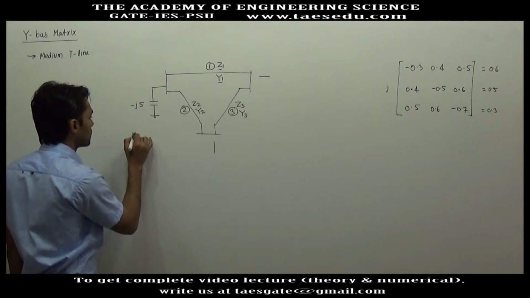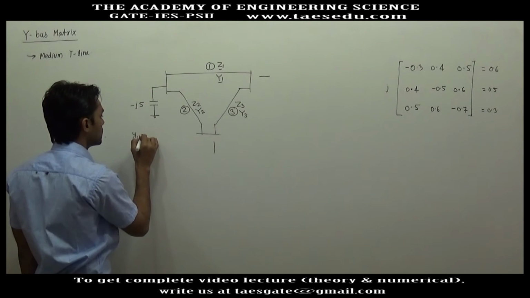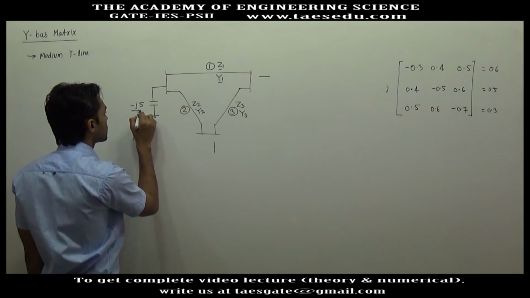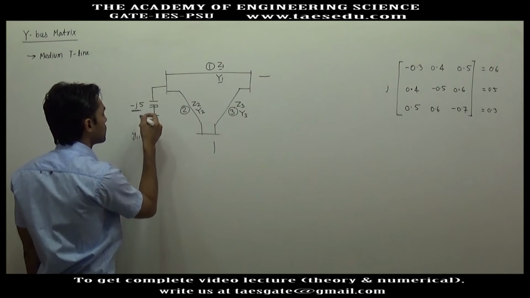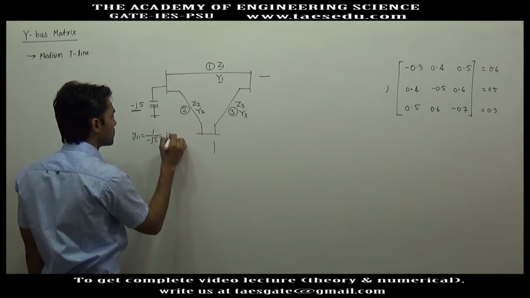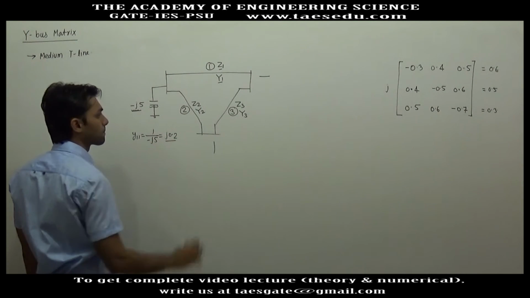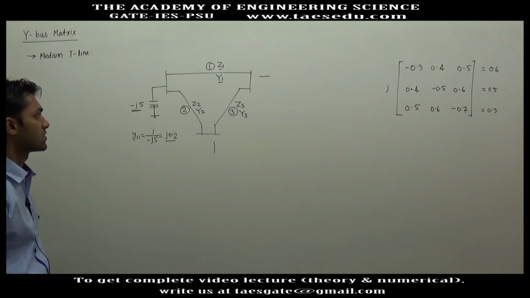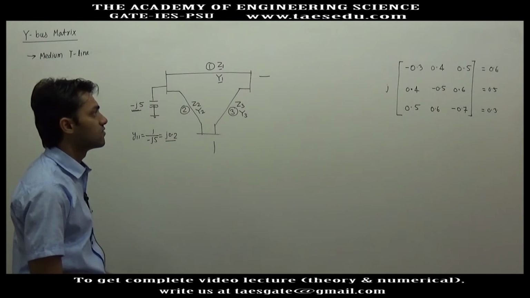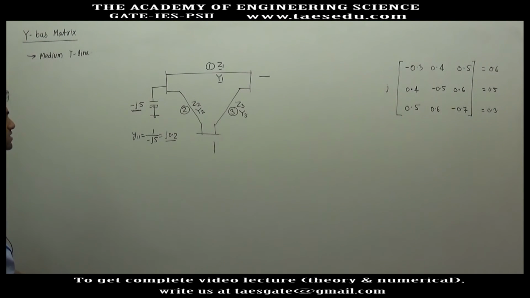Okay, we are given Y11 is equal to, since this is minus for capacitor will show an impedance, so you will have to take inverse of it. This will be J0.2. Now to calculate the parameter of transmission line, we will use the bus admittance matrix.